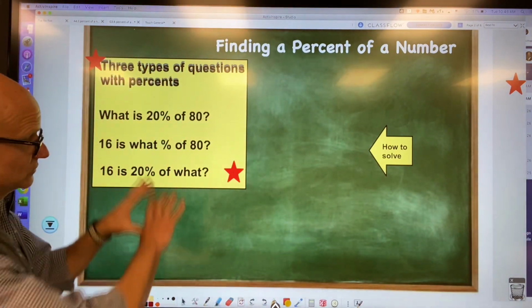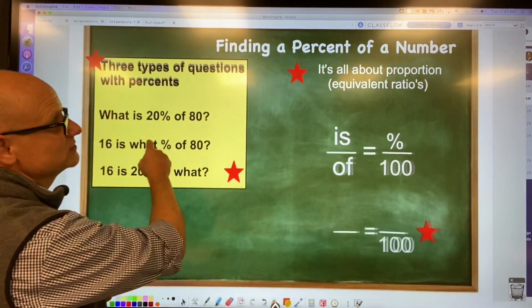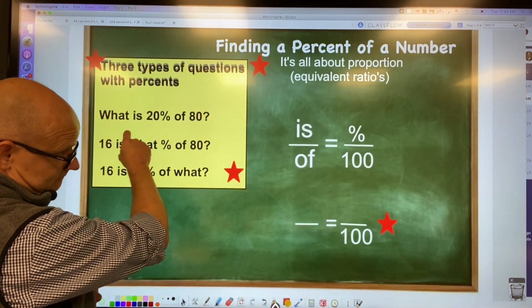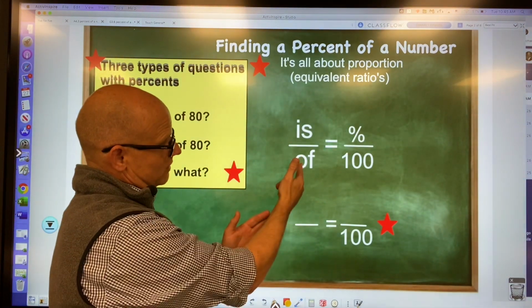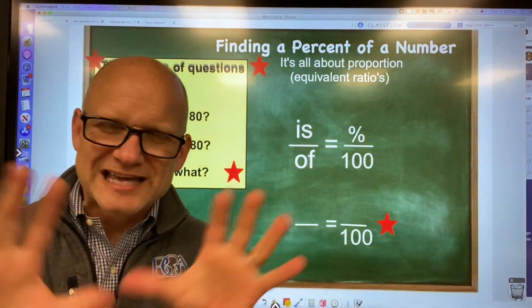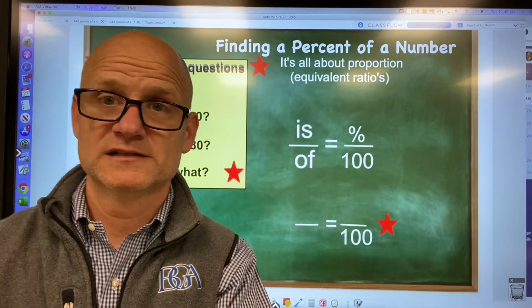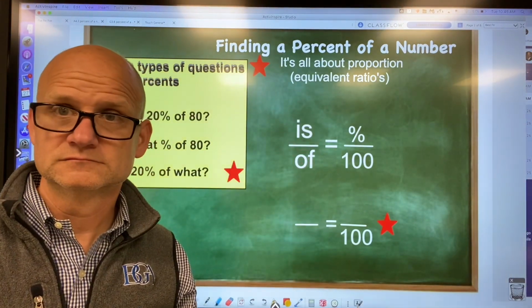It's very simple solving these kind of problems as long as you write it in this kind of format, which is a proportion. So you write it as your is to your of equals your percent out of 100. Okay, so I just said it a lot. Why don't you press pause, take down these notes, and then we'll go over this. Okay?